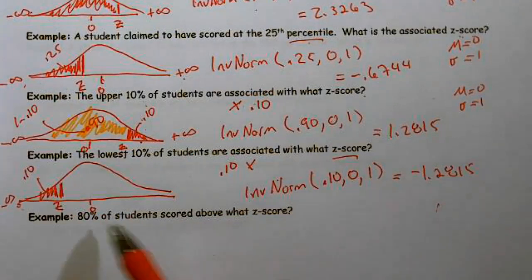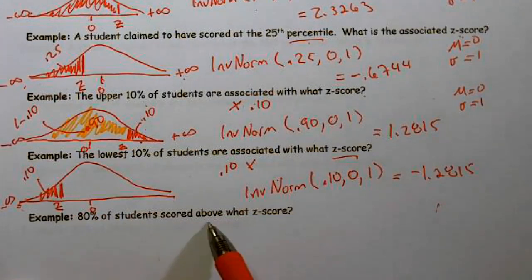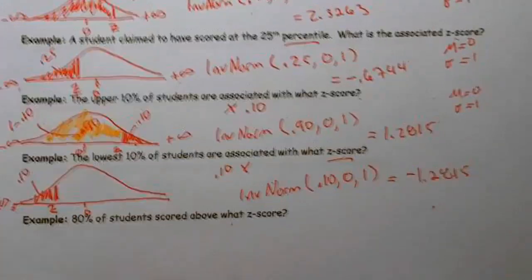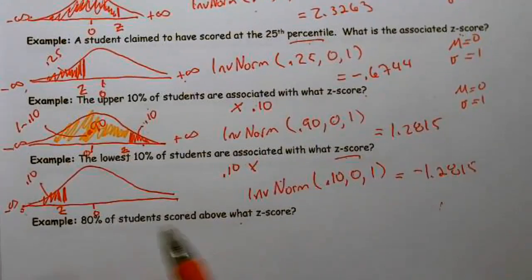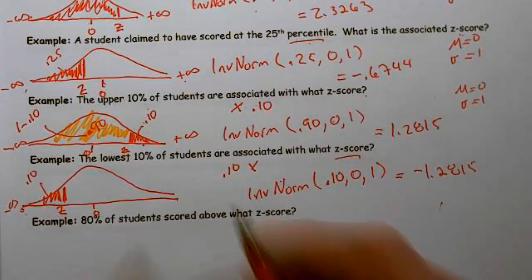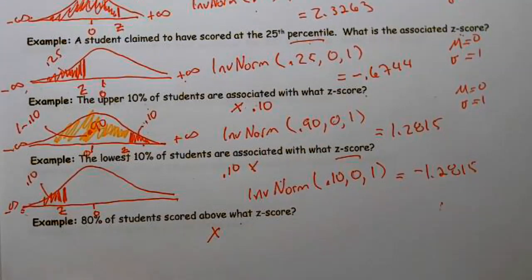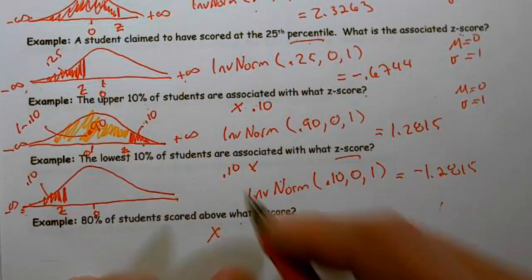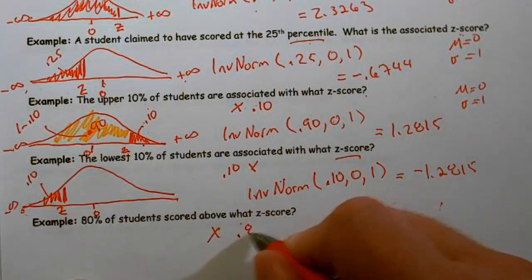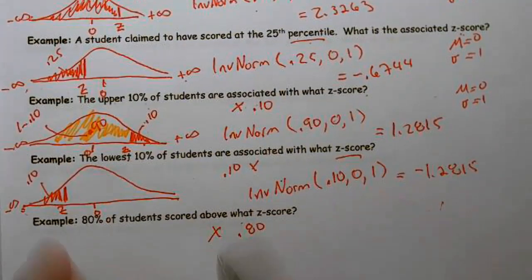All right, 80% of the students scored above what? This is not a percentile rank. It doesn't say percentile. Remember, percentiles go to negative infinity. This doesn't say that, so we're not sure. So consequently, I need to draw my X. All right, I draw my X, and it says 80% scored above what? 80% scored above X. This is 0.80. It's on the high side because it's above.